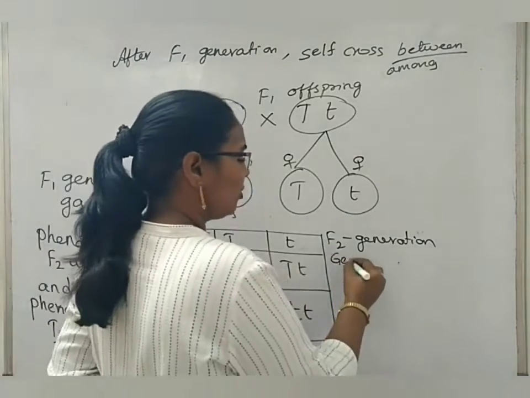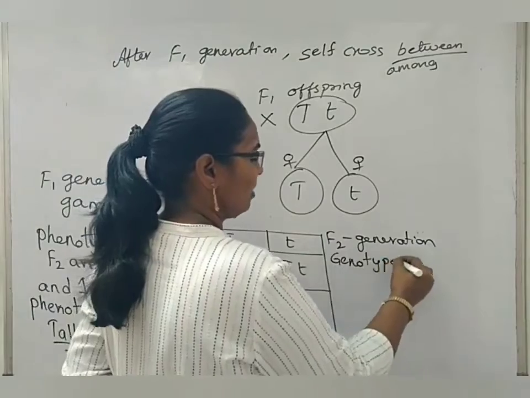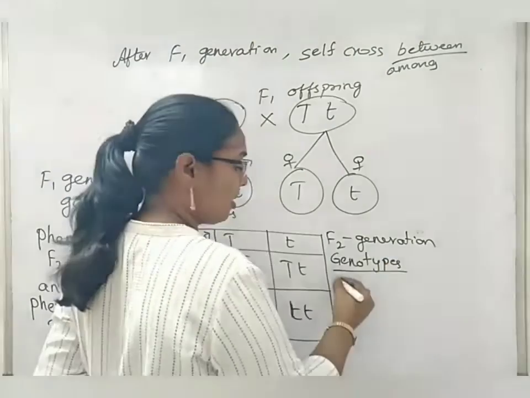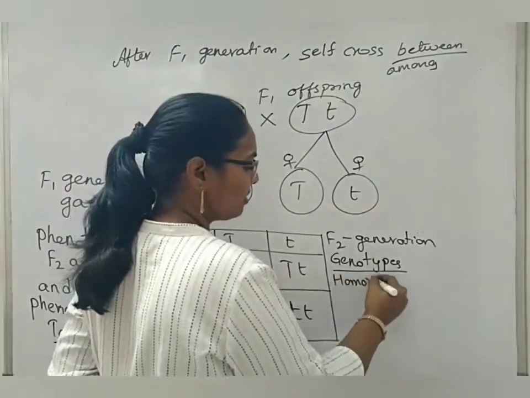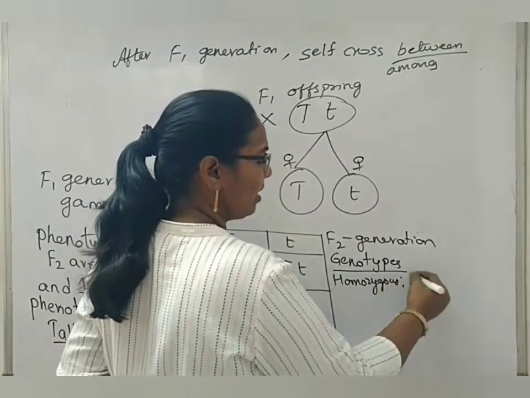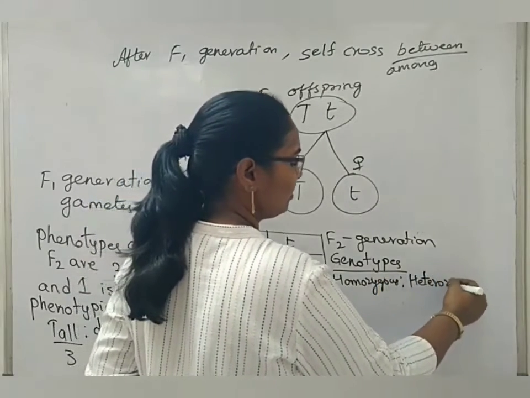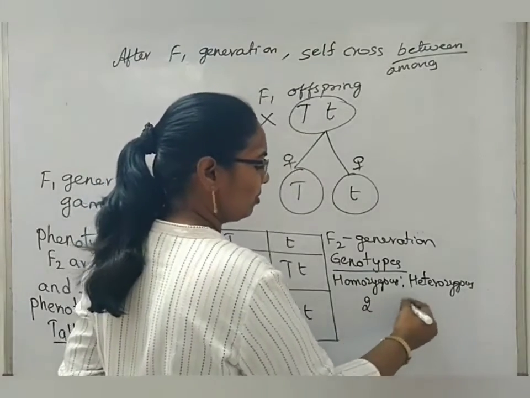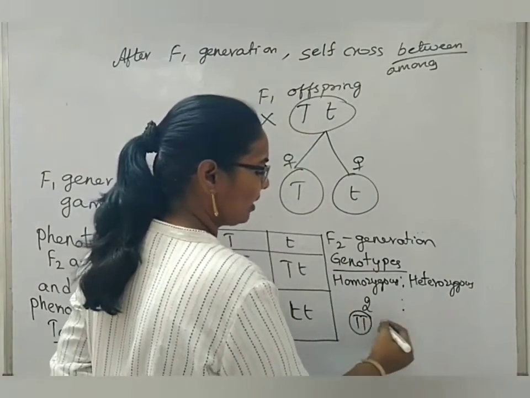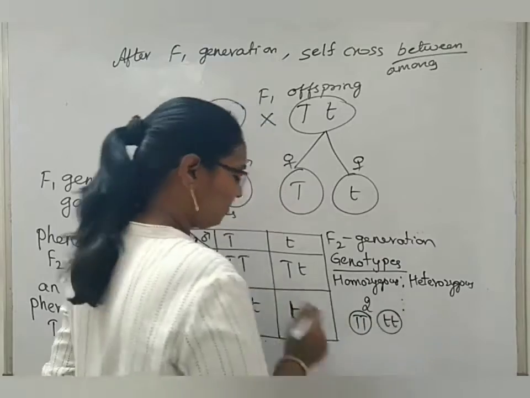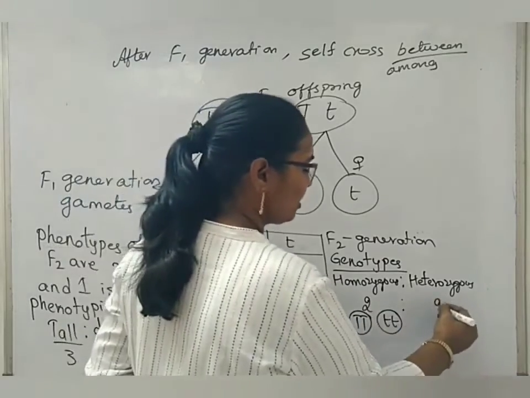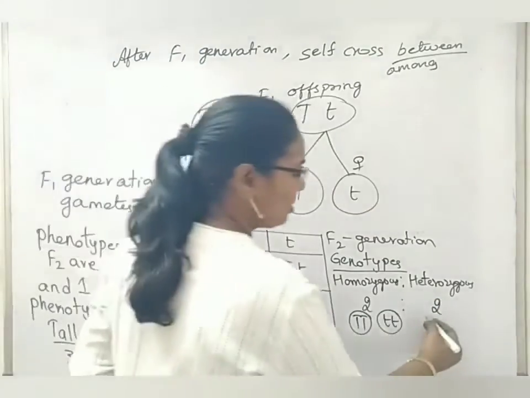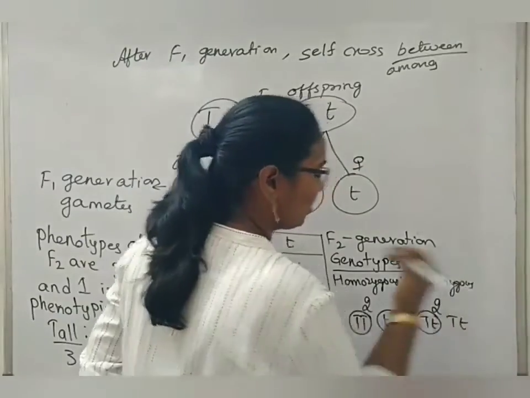Coming to the genotypes. Genotypes we have to represent by how many are homozygous and how many are heterozygous. Homozygous are 2. What are those? Capital T, capital T and small t, small t. How many are heterozygous? Again 2. What are those? Capital T, small t, and capital T, small t.